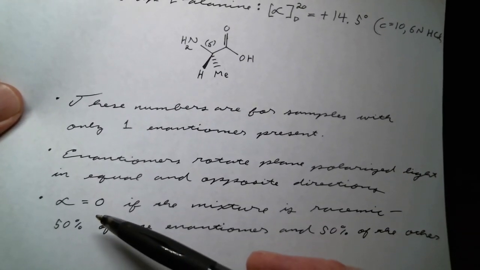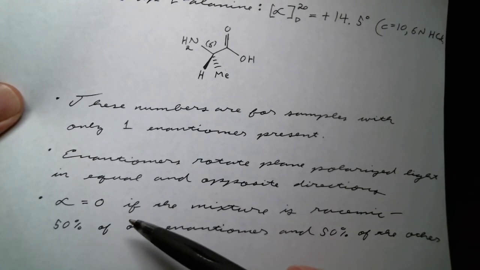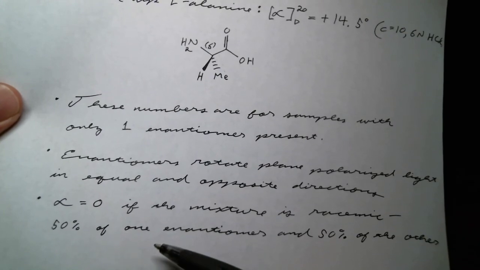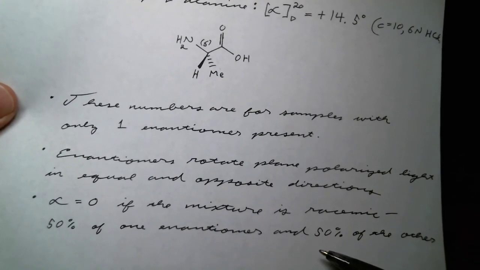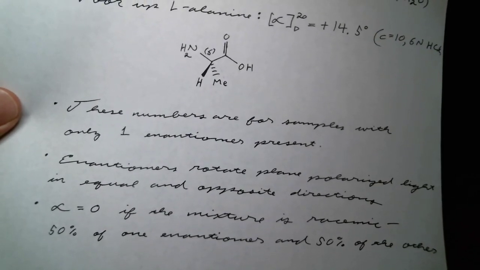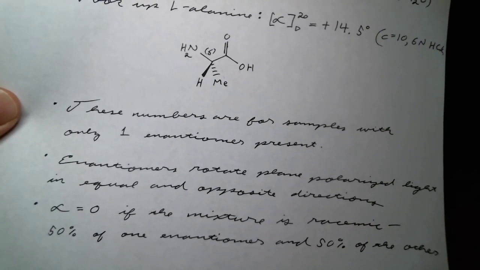The observed rotation alpha would be 0 if the mixture is racemic. That is, if it has 50% of one enantiomer and 50% of the other, because, like I said, they rotate light in opposite and equal directions.